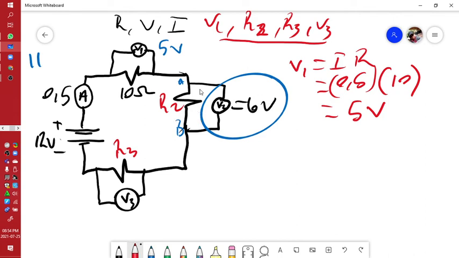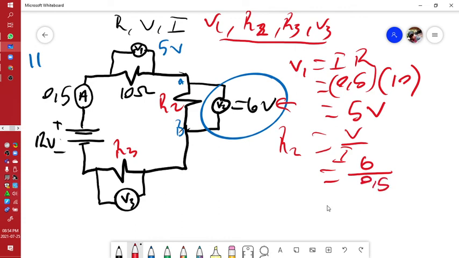What else? We need R2. R is equal to V over I. We want V on R2, which is this guy, 6 over I. I said the current applies to all resistors. So 6 divided by 0.5, it should be 12 ohms. So we have R2.